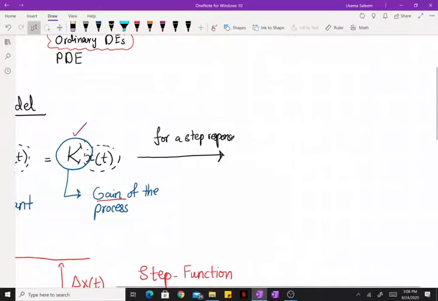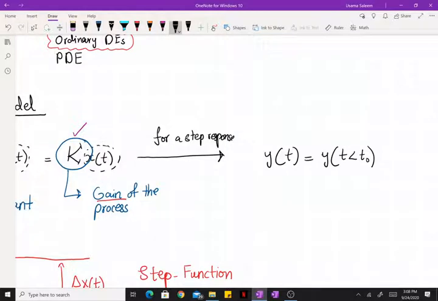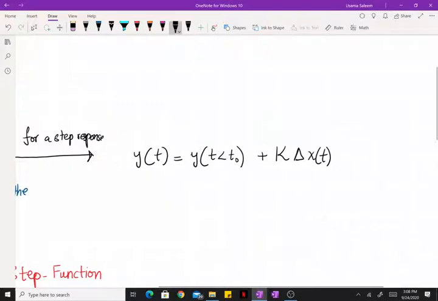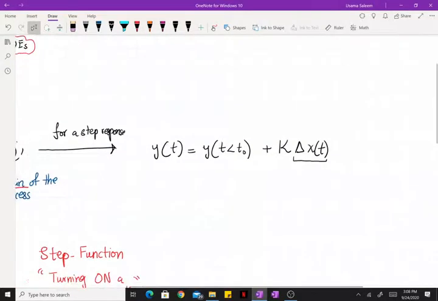the solution to this differential equation is going to be y of t equals the initial y, which we're going to call y at t below t0, so that was our initial value of y, plus k times the change in x. So we have the step, we know how much the value of x has changed, and this is multiplied by 1 minus e raised to the power negative t over tau.